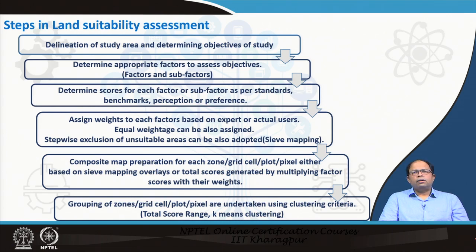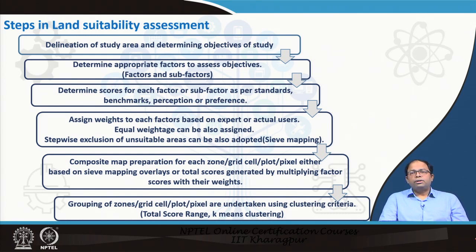The third way we can also do it is to go for a stepwise exclusion of unsuitable areas, and this is called sieve mapping. By this process, what it means is we create maps on different factors and themes, and we create exclusion criteria. Like for a particular purpose, probably slope beyond a particular value is not suitable.